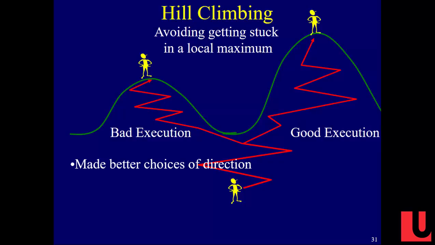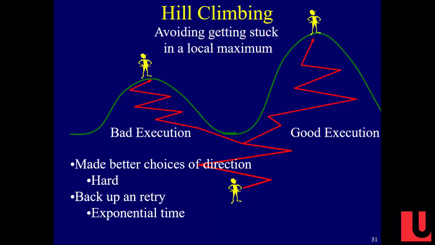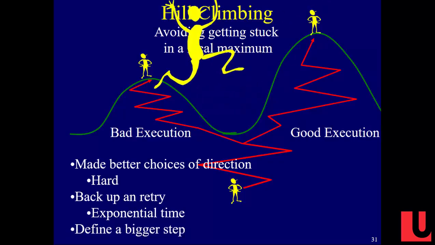But as it turns out, we don't know how to make a better choice. All right? The other option is when you get stuck up here, you could backtrack and try something else. And we're going to be talking about recursive backtracking, where you try different things. Anybody know what the problem with those algorithms is? Yeah, they tend to be exponential time.